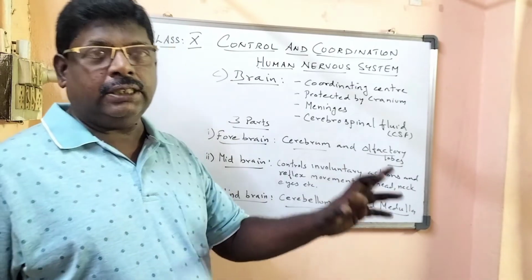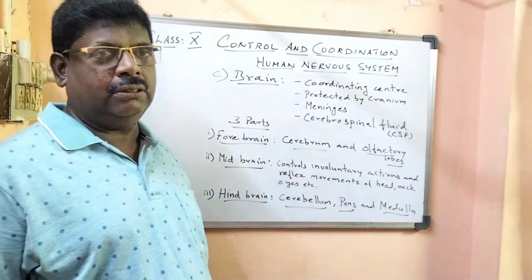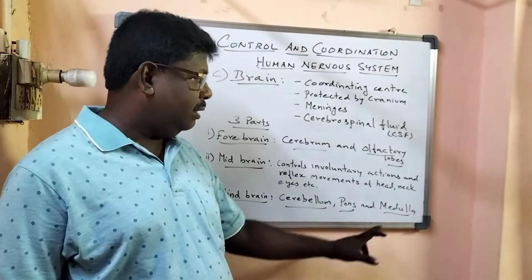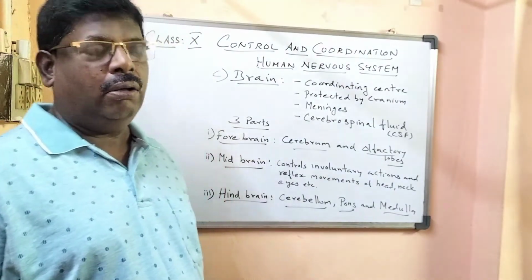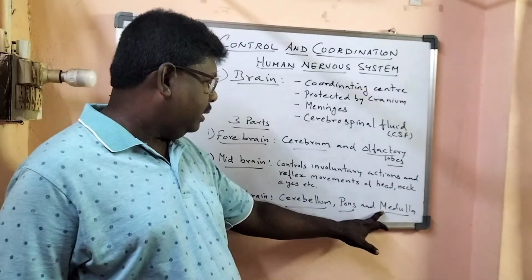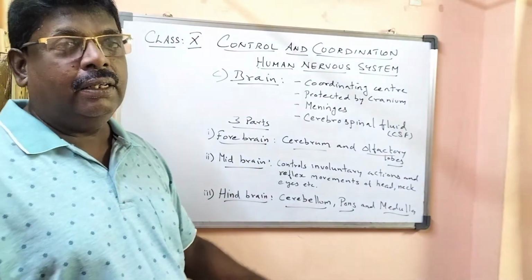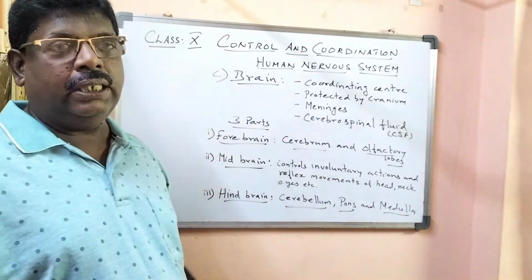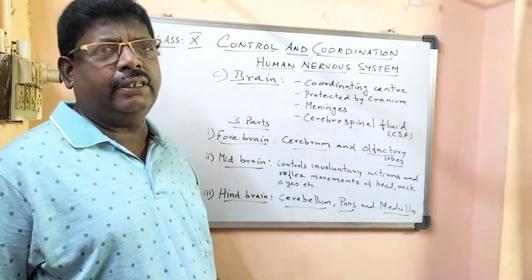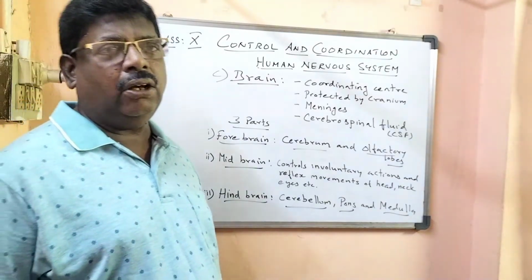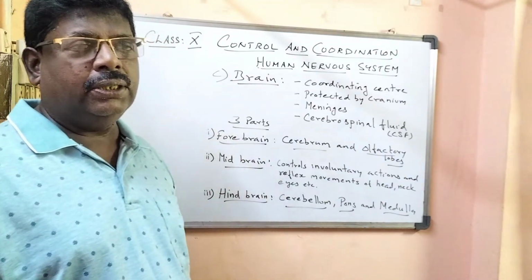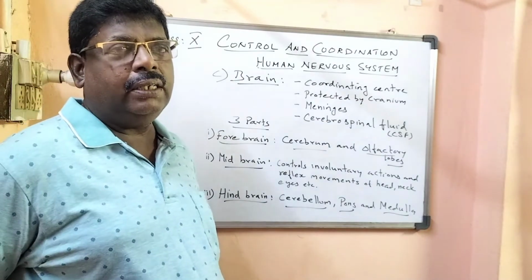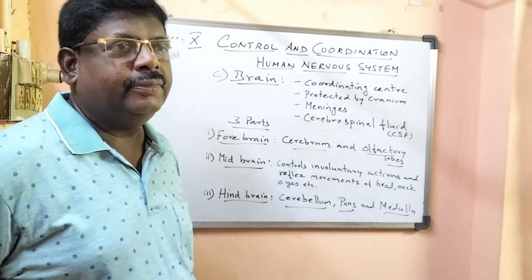Pons is concerned with respiration. It controls respiration. And medulla is the next part of this hindbrain. It also includes some of the involuntary actions like sneezing, vomiting, and coughing. All these come under the medulla.